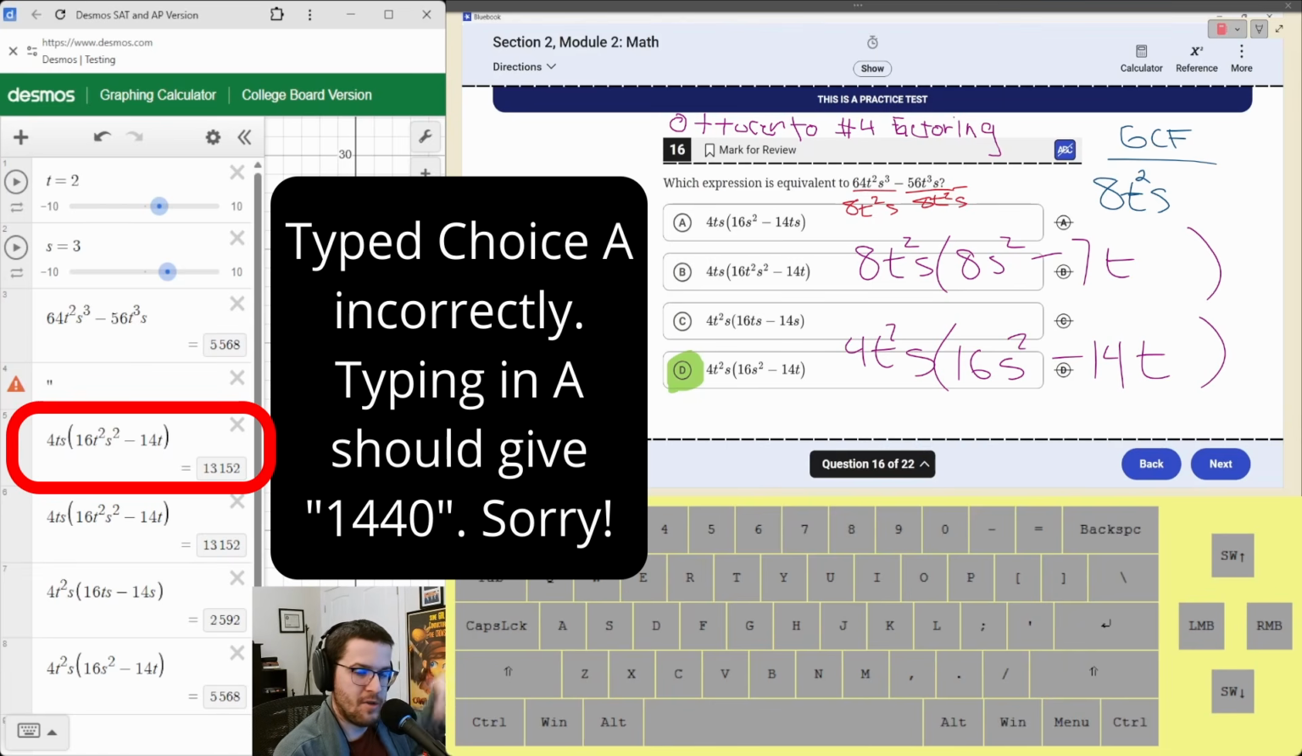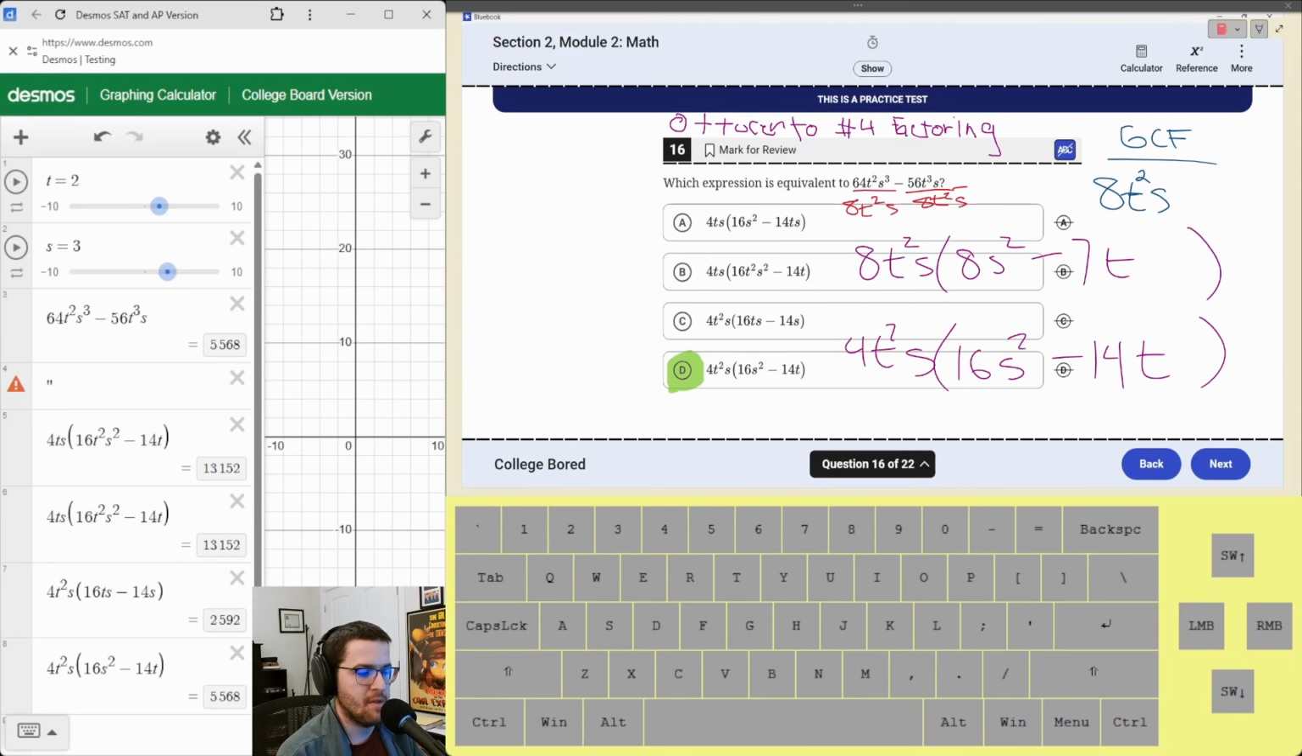And now I type in all the other ones, and the correct answer must give me 5, 5, 6, 8, and if none of the others give me 5, 5, 6, 8, that's the answer. So it seems like only choice D gives us 5, 5, 6, 8, providing I type that all in correctly. So D, by process of elimination, has to be the answer.